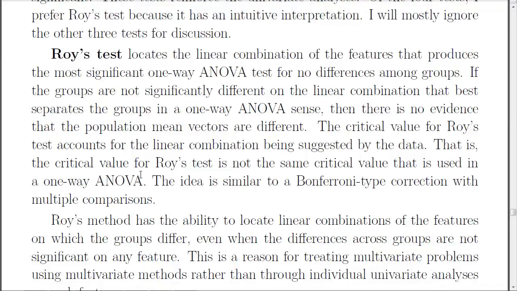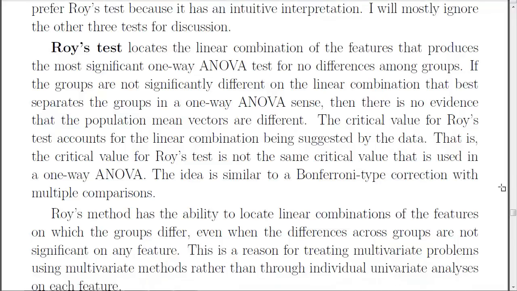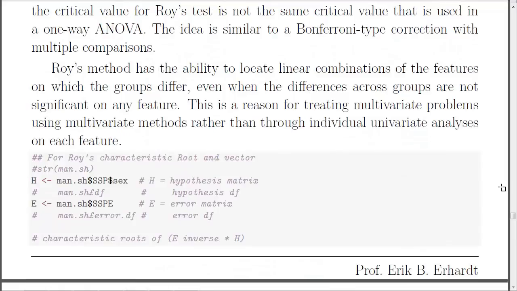The only difference is that because you have used the data to suggest the linear combination, the direction, Roy's root also does a correction for basically letting the data tell you which direction is most different between groups. All right.